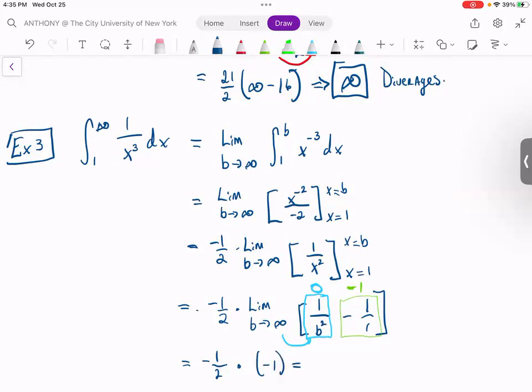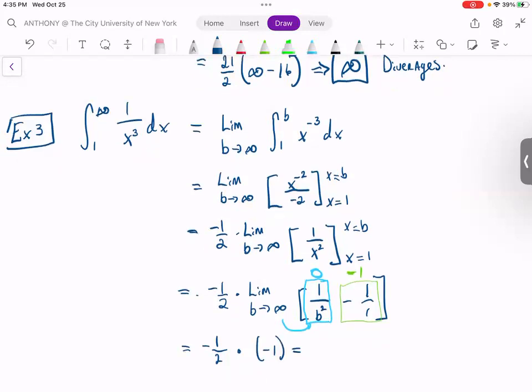And negative 1/2 times negative 1 is 1/2. Now, what do you think? Does the limit diverge or converge? 1/2 is a real number, so it converges. Good. You can say that it converges to 1/2, but I'm just going to write converges for short.